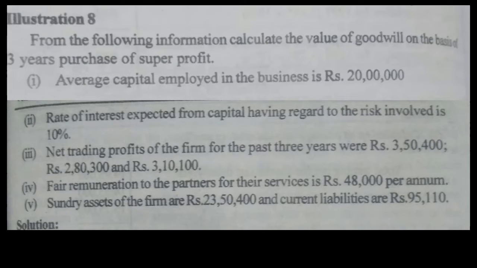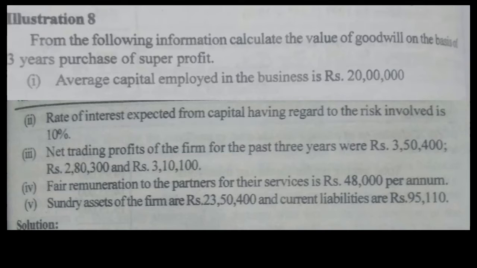From the following information, calculate the value of goodwill on the basis of 3 years purchase of super profit. Further, the data given here is 5 points. Average capital employed in the business is 20 lakhs. Rate of interest expected for the capital having regard to the risk involved is 10%. That is nothing but the normal rate of return.